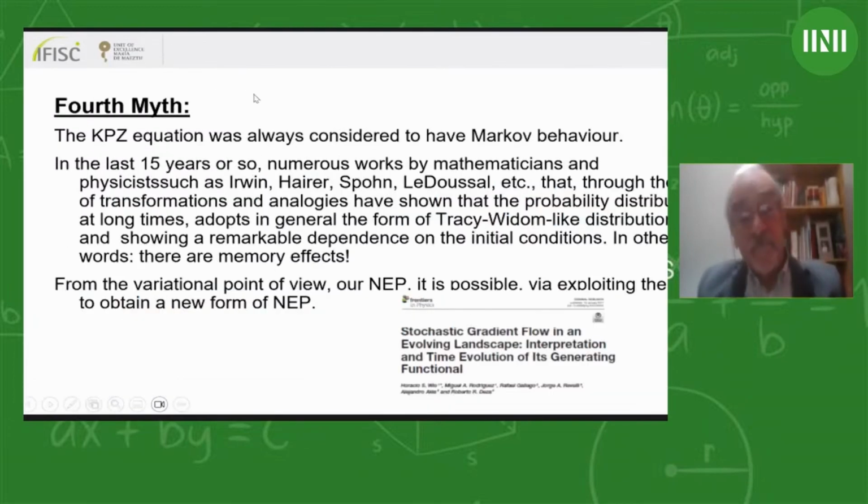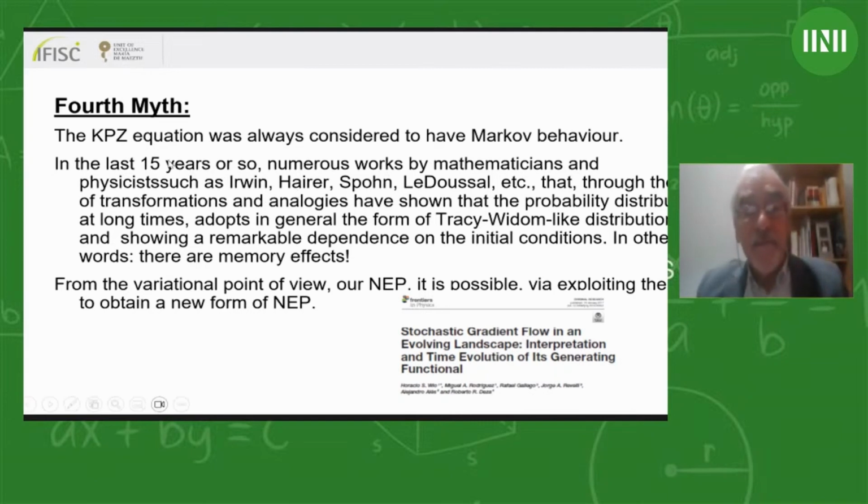And finally, if you want, the fourth myth. The KPZ equation was always considered to fulfill Markov behavior. And if you look at the equation, it's clear that there is no hint about a possible non-Markov behavior.